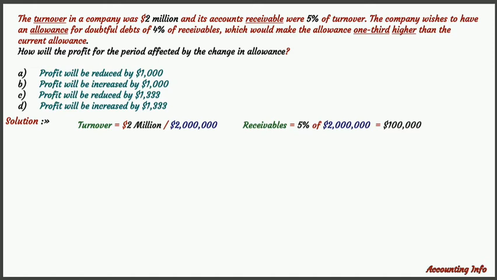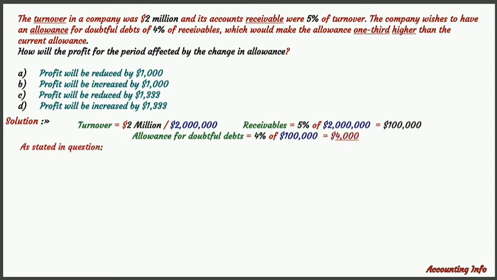And the company wants to create an allowance for doubtful debts that is 4% of receivables. So, now calculate 4% of $100,000 to find out the new allowance. New allowance is equal to $4,000.